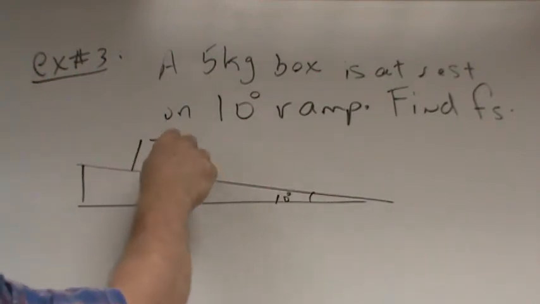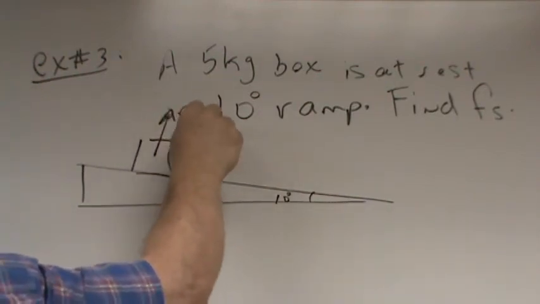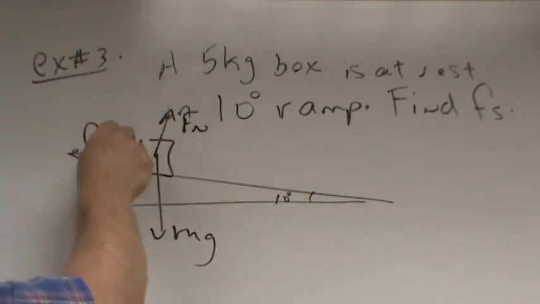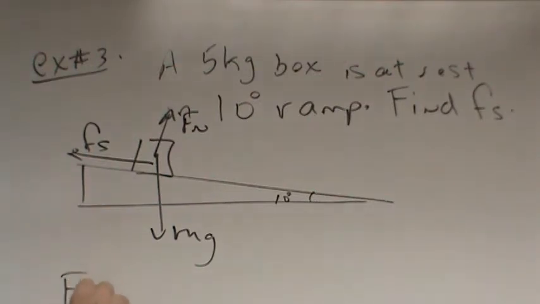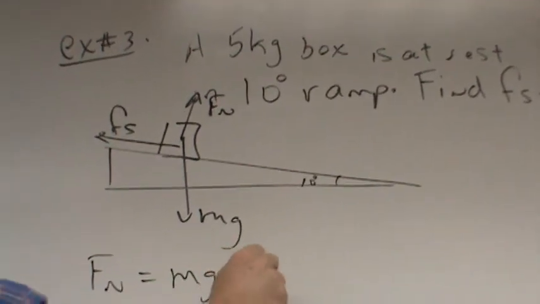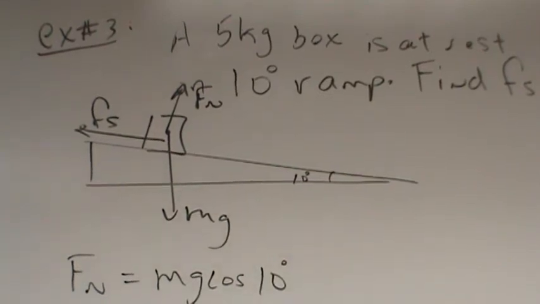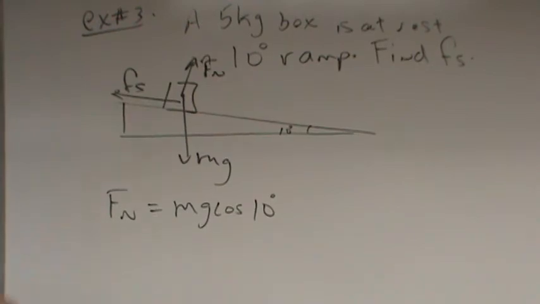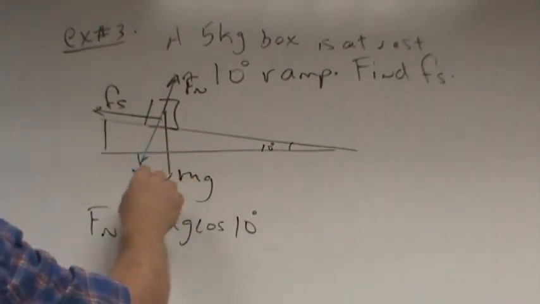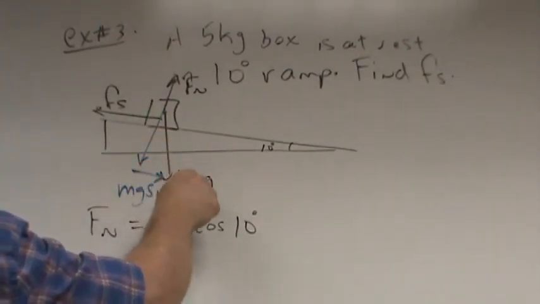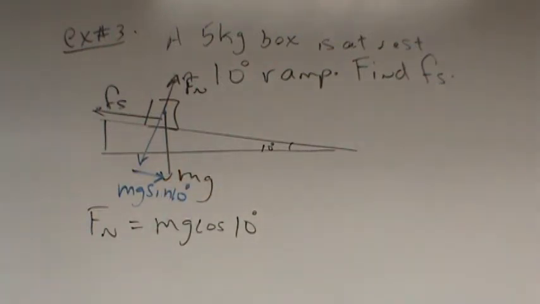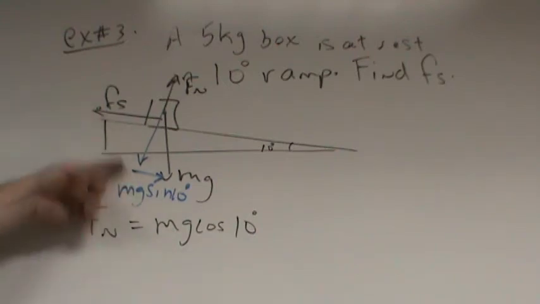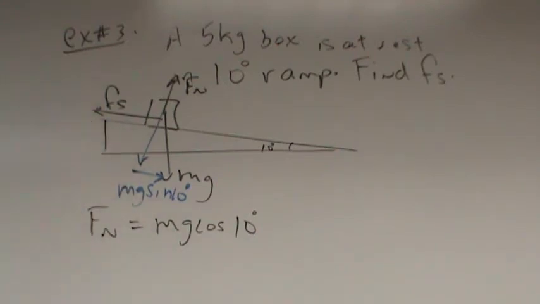10-degree ramp. Here's my box. Here's my normal force. Here's my gravity. Here's my static friction force. As always, normal force is going to be mg cosine, in this case, 10 degrees. We got this and this. This is mg sine of 10 degrees, right? The thing's not moving. So you just tell me visually, what's my static friction force equal to?